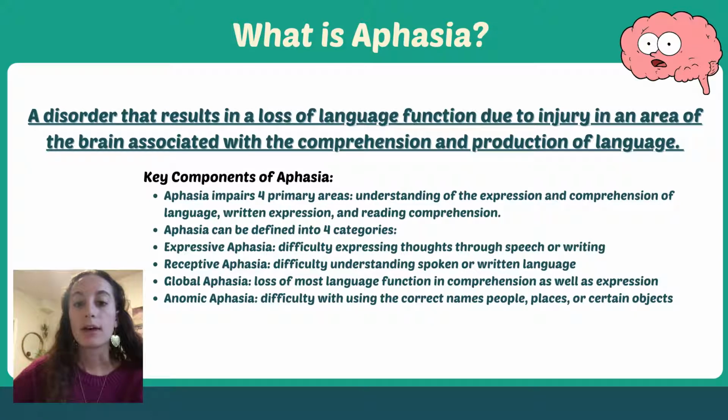Aphasia can be defined into four prominent categories. These categories being expressive aphasia, which is the difficulty expressing thoughts through speech or writing; receptive aphasia, which is the difficulty understanding spoken or written language; global aphasia, which is the loss of most language function and comprehension as well as expression; and anomic aphasia, which is difficulty with using the correct names for people, places, and objects.